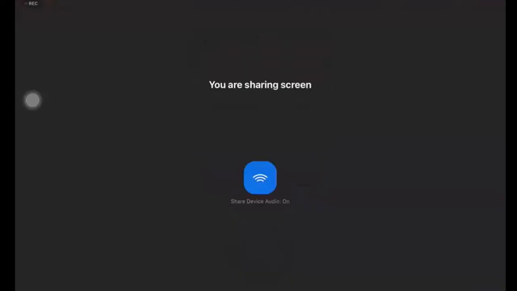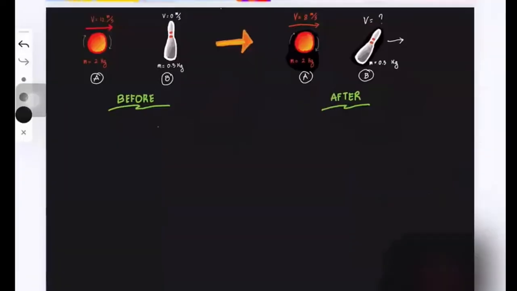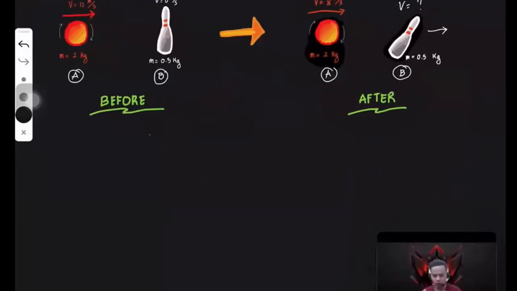Okay, so for today's video, we will be talking all about elastic collision. Elastic collision is a type of collision where the two bodies don't have the same velocities after they collide with each other. To further explain that, let's have a sample problem.